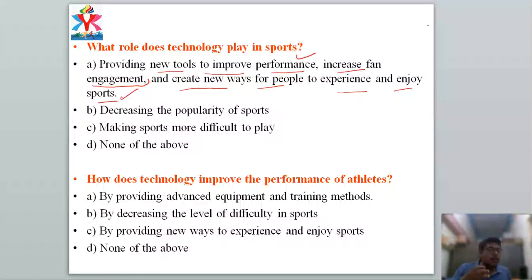So how they're interacting with these broadcasting areas, and how they are getting the tickets in an online system. These are all examples of fan engagement through new technological tools. There is no need to stay in a line, so you can directly connect to some kind of apps and you can book your tickets. Right now we are booking our movie tickets in an online process, right? So you can book like that.